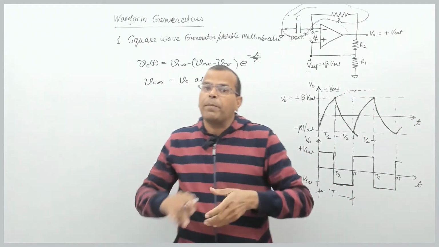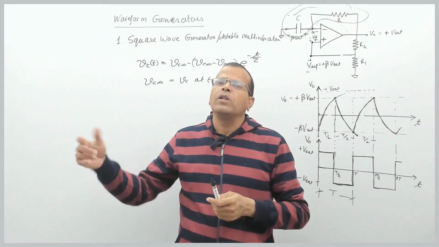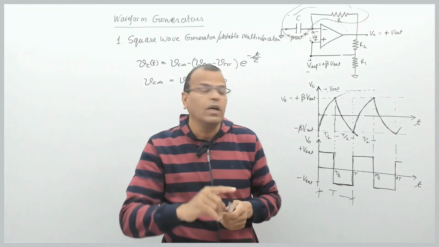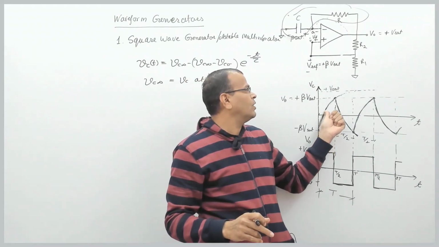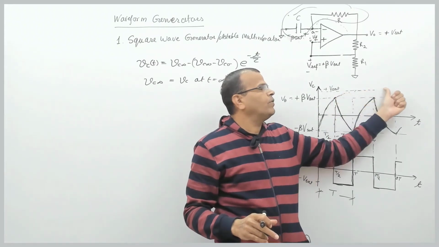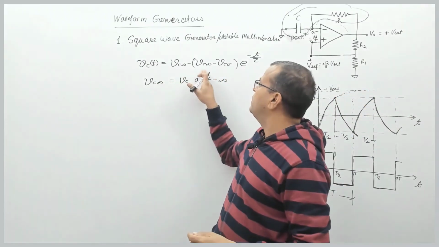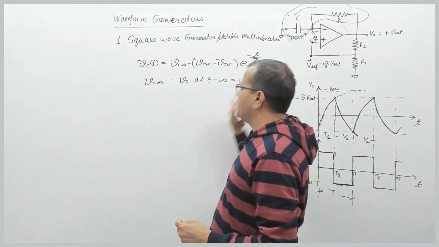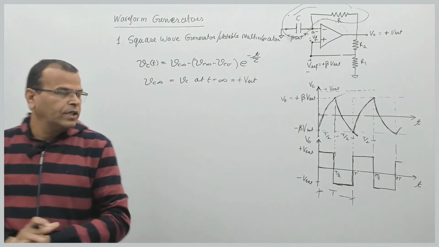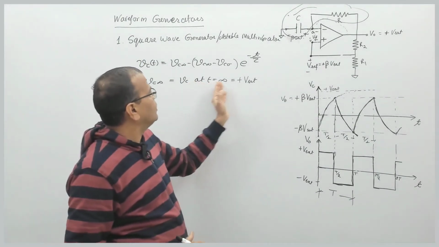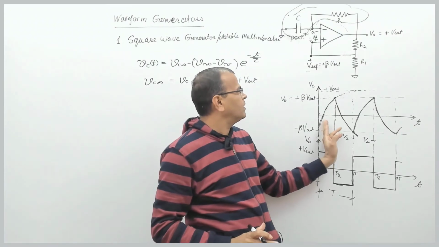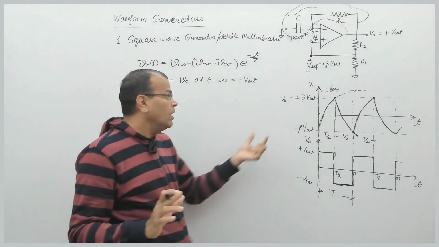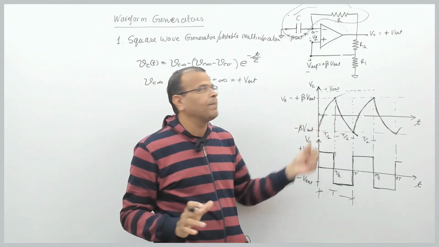It means if the capacitor is continuously charging, the final maximum possible value of the voltage across the capacitor is Vc at infinity, and that is equal to plus Vset in this case, right? And we will consider not the first half cycle, but this cycle, which is at steady state, right?